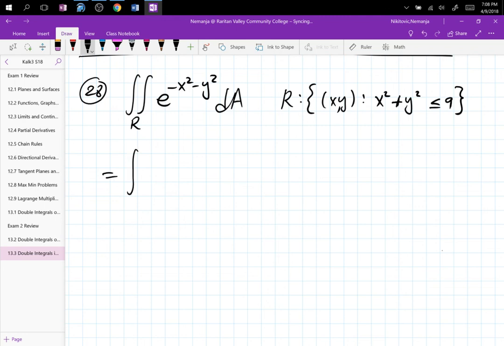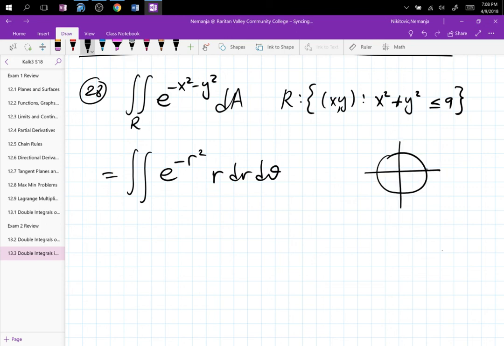So this thing is equal to double integral e to the negative r squared r dr d theta. And now we have our domain. Domain is the full circle. This is 3. So our r goes from 0 to 3 on the inner and 0 to 2 pi on the outer.